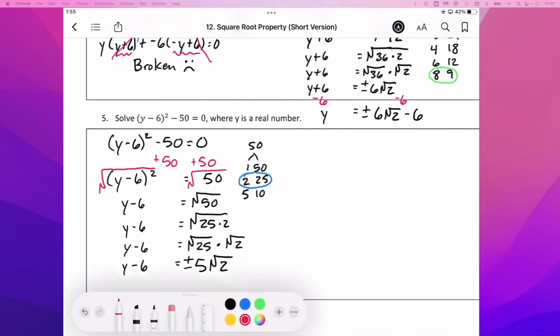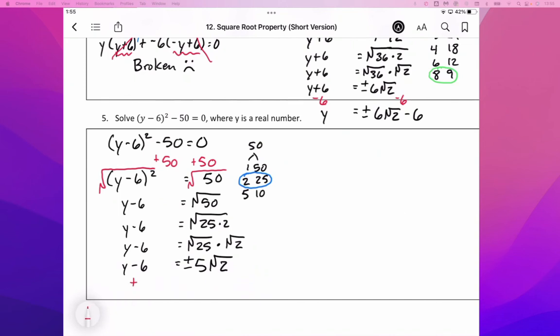And then the last step will be to clean up that left side. We're going to add 6 to both sides so that we have the y by itself. So again, y equals positive or negative 5 times the square root of 2 plus 6.